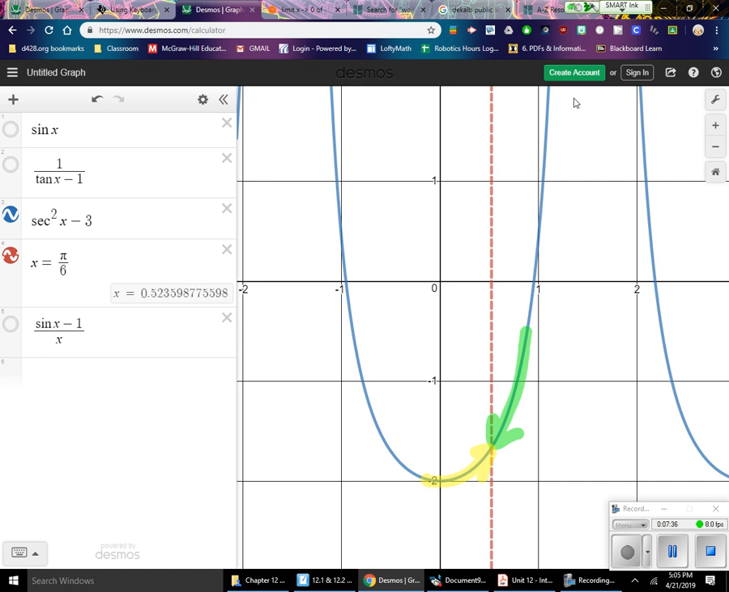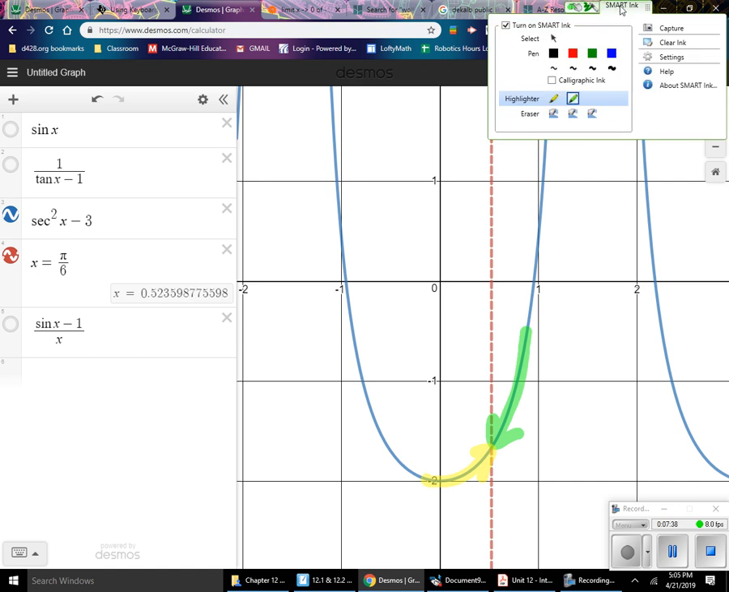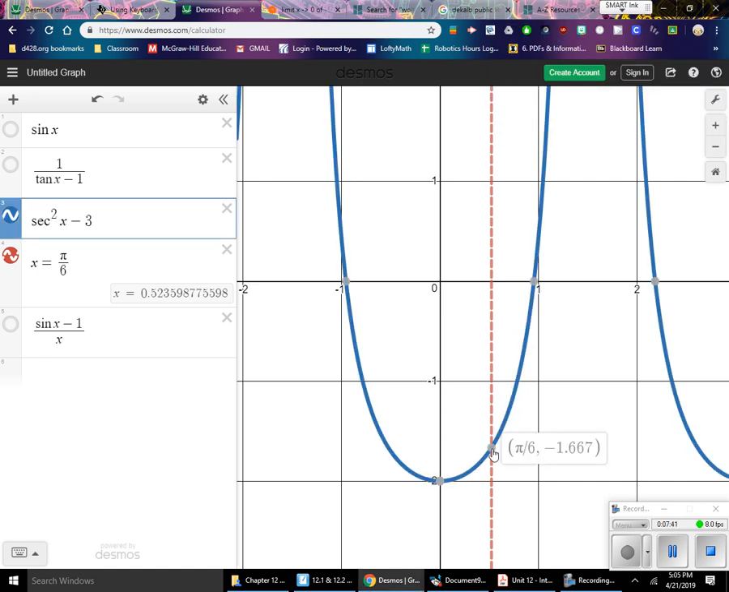In order to find out what that value is, if it's defined, of course, we can just touch it, and it is defined. You could also scroll a little bit to the left and a little bit to the right if that value was not defined and see what we approach. So we're going to approach negative 1.667.